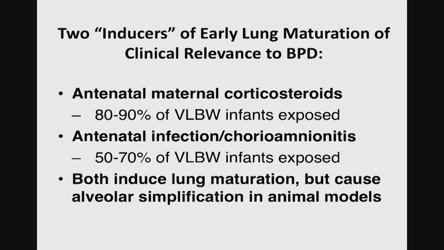However, antenatal steroids, which are given to 80 to 90% of our women with very low birth weight infants, and antenatal infection, which occurs in 50 to 70%, are exposing the majority of our very preterm infants to inducers of lung maturation that also cause alveolar simplification. So part of the phenotype of BPD is driven by the things that improve the early outcomes of these babies in terms of lung maturation.